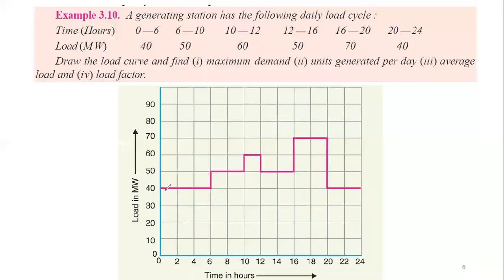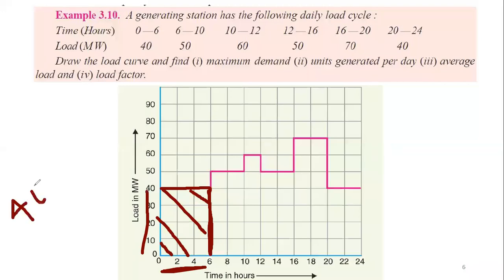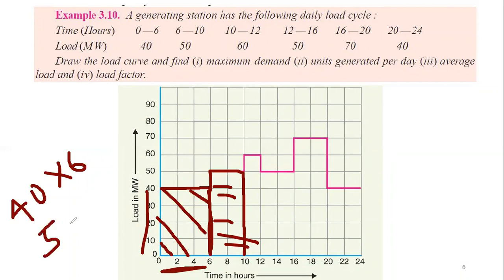We will divide it into rectangles. This is one rectangle, and we need to find its area. One side is 40 and the other is 0 to 6, which is 6. So 40 into 6 gives the area of this part. Next, the second rectangle: one side is 50 and the other side is 6 to 10, which is 4. So 50 into 4.